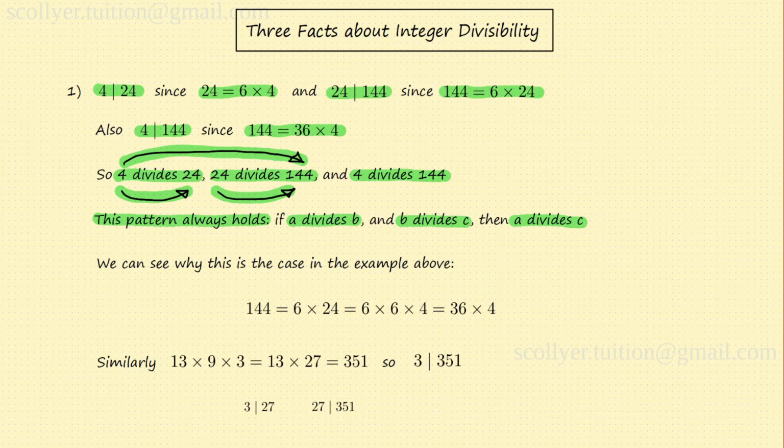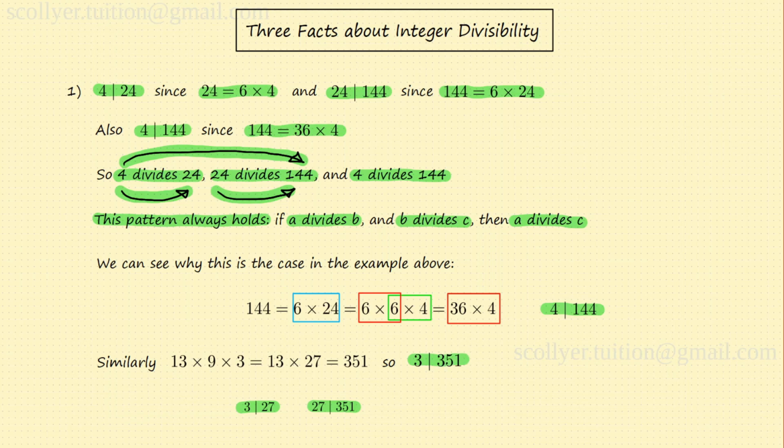And the following factorization shows why this is the case. 144 is 6 times 24. 24 is 6 times 4, and we can regroup the 6 times 6 to produce 36 times 4. So we can multiply 4 by some integer, in this case 36, to produce 144, which is the same as saying 4 divides 144. Similarly, we have that 3 divides 27, 27 divides 351, and 3 divides 351.